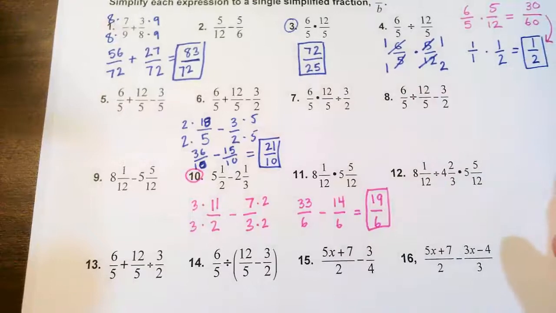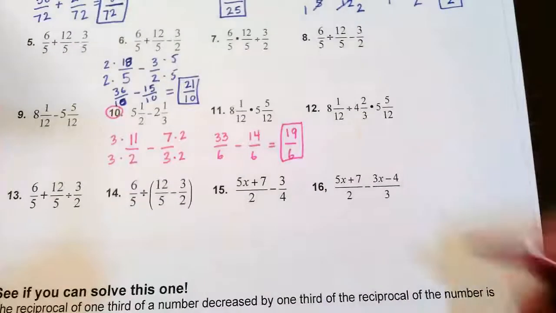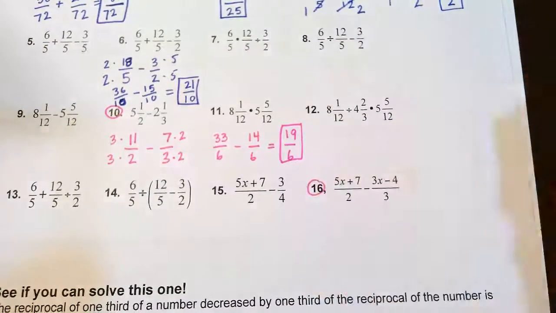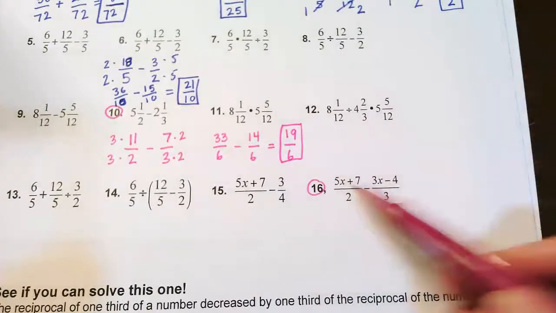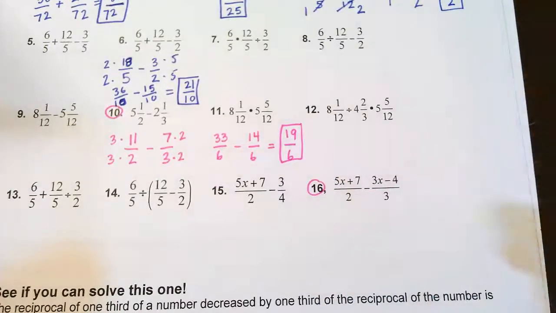All right, let's do the final problem, 16. So 16, we have some variables in here, so we're not going to be able to simplify into a single kind of normal fraction. There's still going to be a variable as part of our answer because it's not an equation. We're not solving for it. We're just trying to combine stuff together as much as we can.